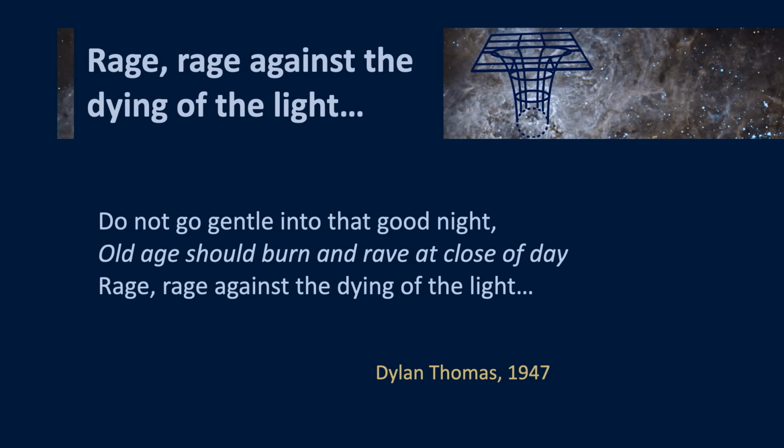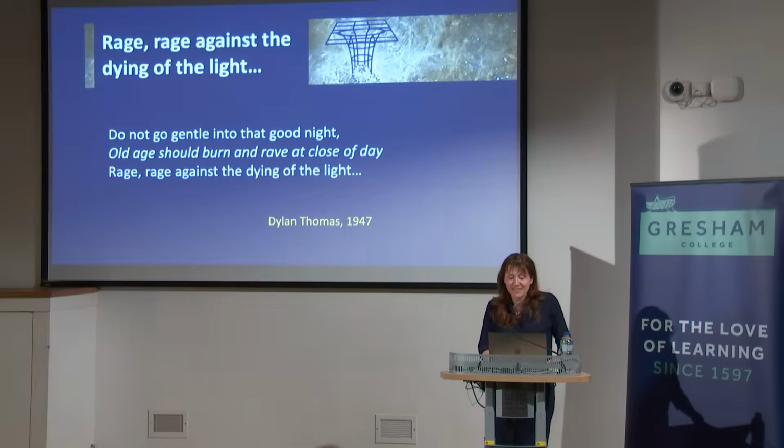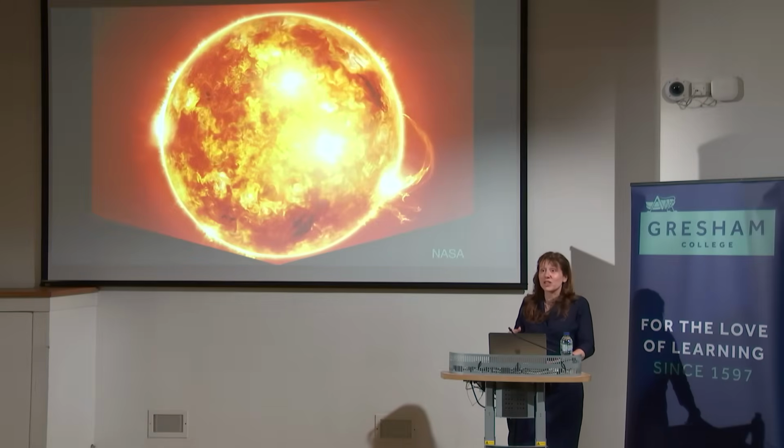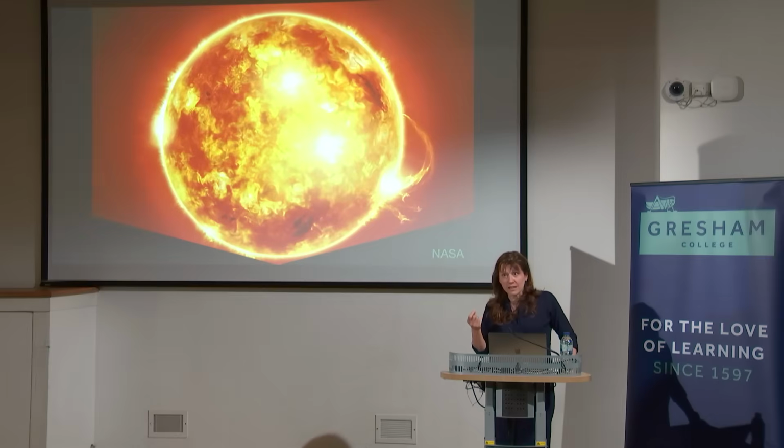Old age, I feel sure Dylan Thomas was thinking of main sequence stars rather than humans at this point. Old age should burn and rave at close of day. Rage, rage against the dying of the light. That, in poetic form, is pretty much what our sun does as it approaches the end of its life. So right now, the sun is shining brightly, but it is not, as a star, unchanging.